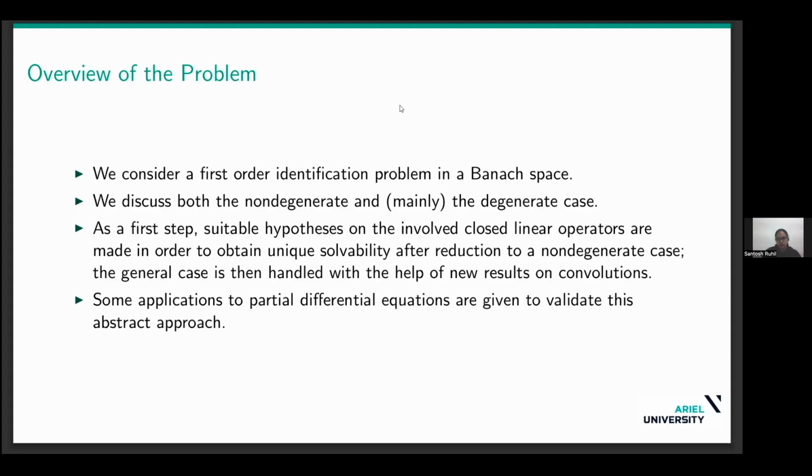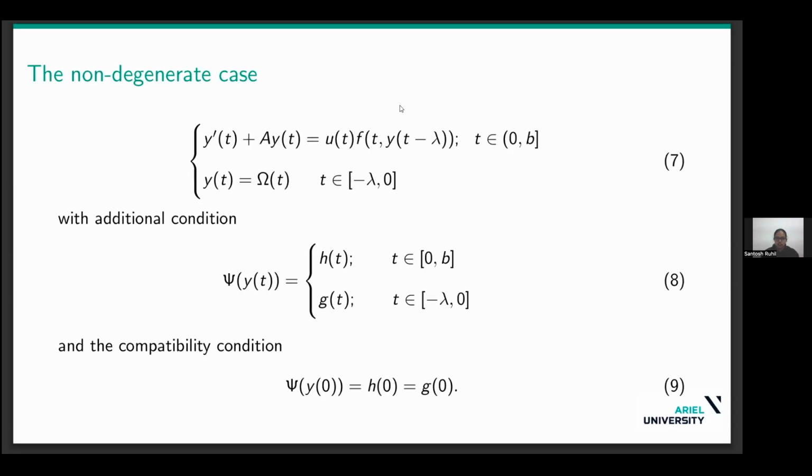At last, some applications to partial differential equations are given to validate this abstract approach. For the non-degenerate case, we have considered the following problem, given by system 7 to 8. Here minus A is the generator of the analytic semigroup, and u is the unknown function that we have to find out. F is again the given function that is Lipschitz continuous in the second variable.